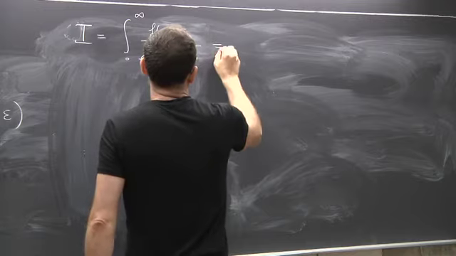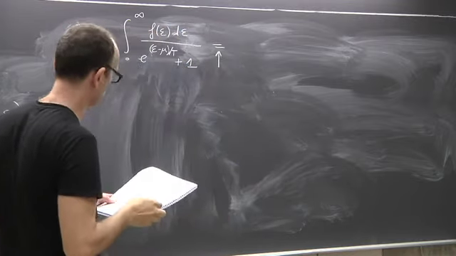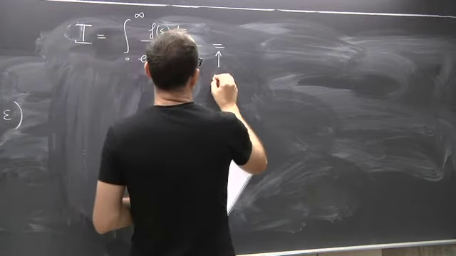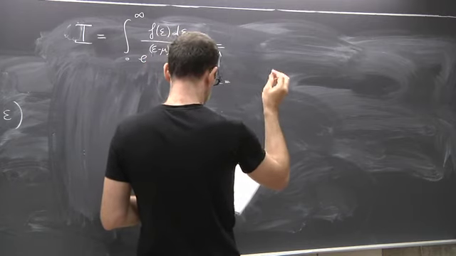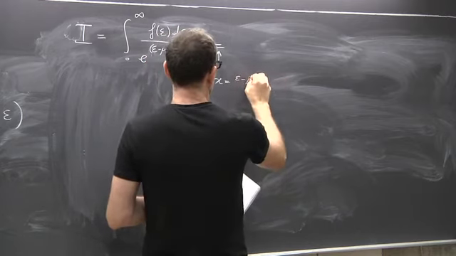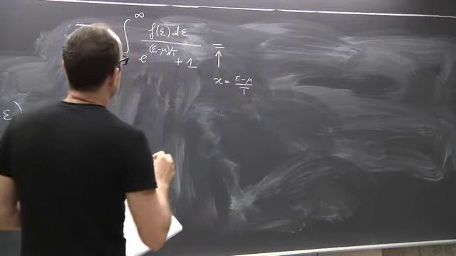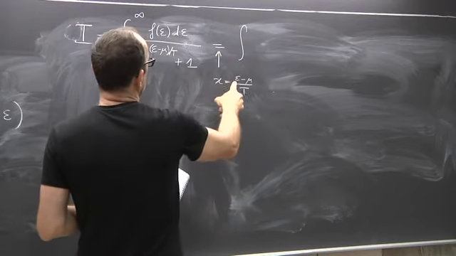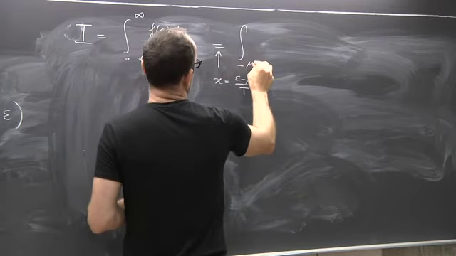Now, one idea is to make a change of variable and call x the variable epsilon minus mu over t, so that this integral is an integral where x, when epsilon is equal to 0, will be minus mu over t.